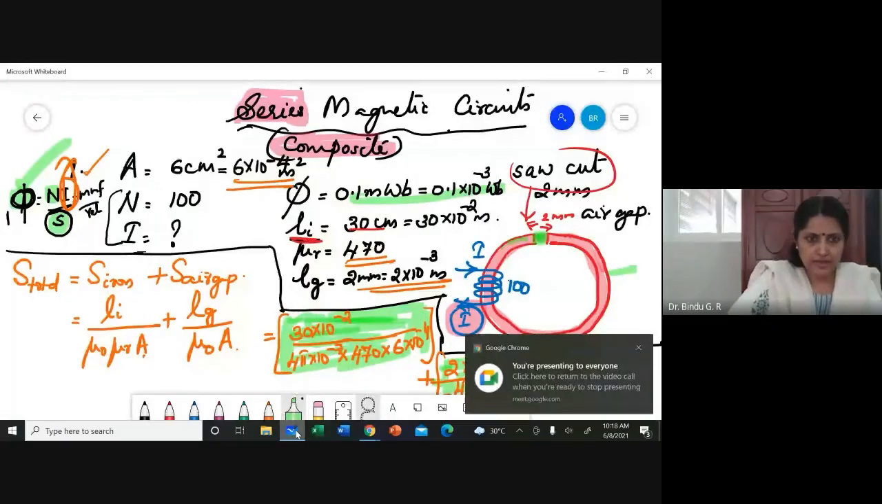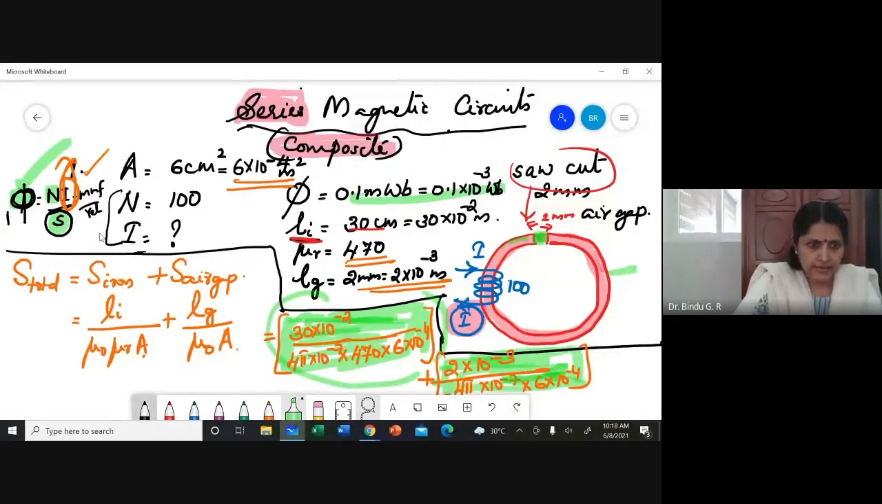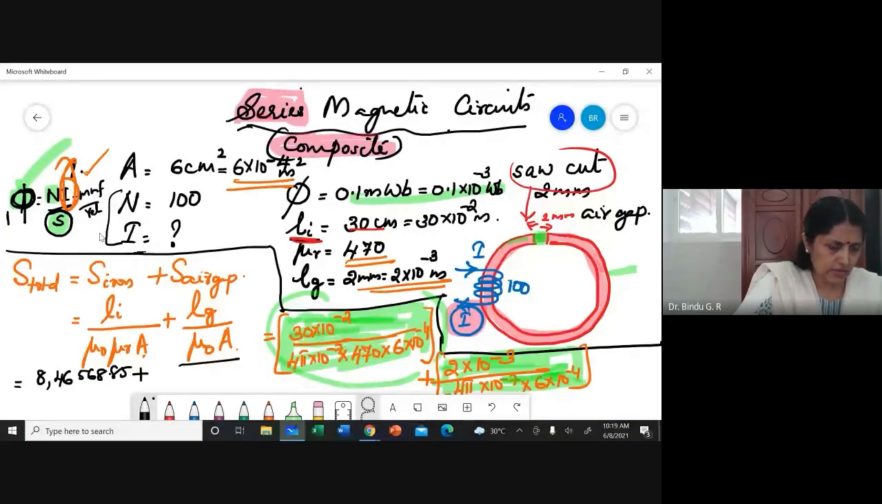How much did you get as this part? How much did you get? I'll write this value and you will know whether you have got this value. Okay, a huge value. 8,46,568.85, something in that manner. And this you will get as 26,52,582. You don't actually require this many digits at all, finally.